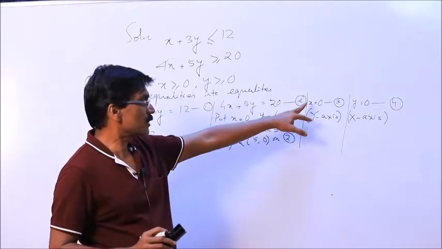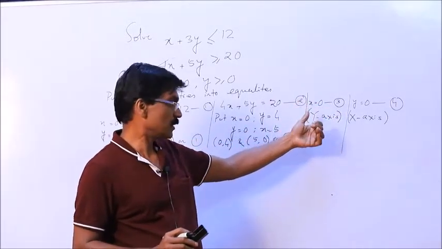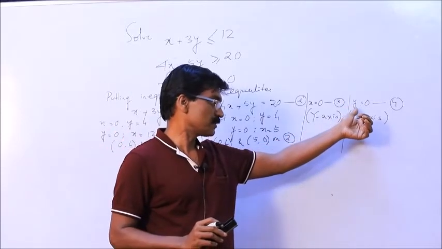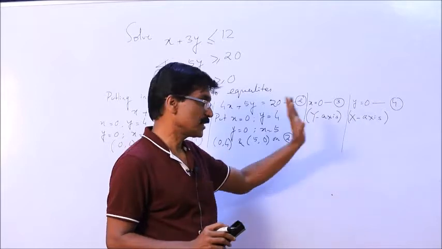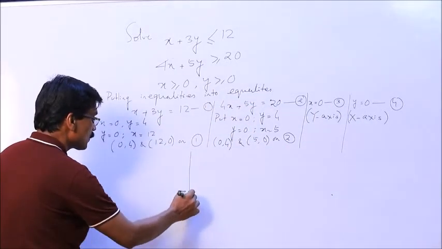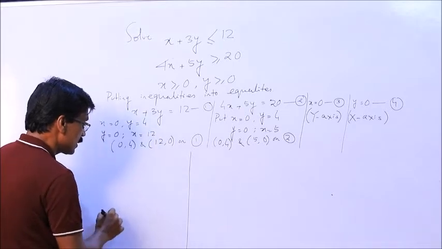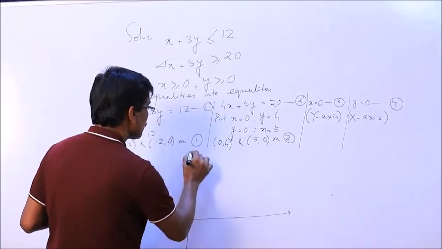So, x is equal to 0 is the y axis, and x is equal to constant is a line that is parallel to the y axis. Similarly, y is equal to 0 is the x axis, and y is equal to constant is a line parallel to the x axis. So, next we have to plot those 4 equations in a rough sketch.